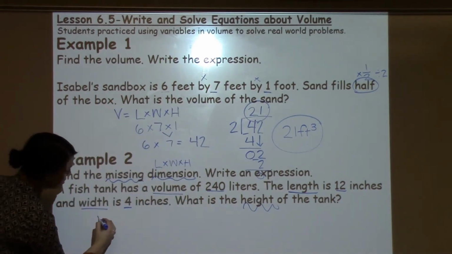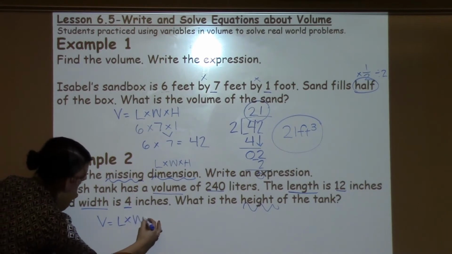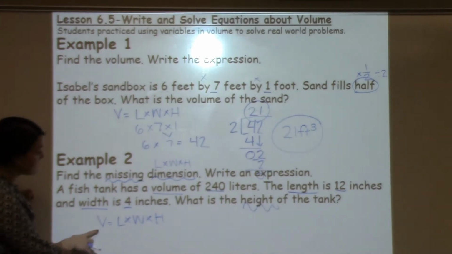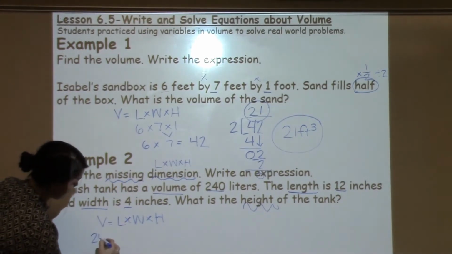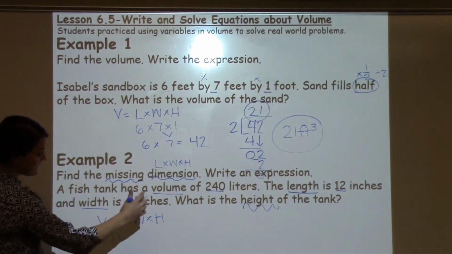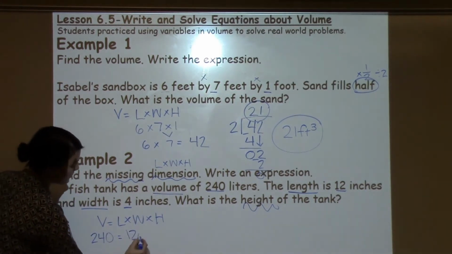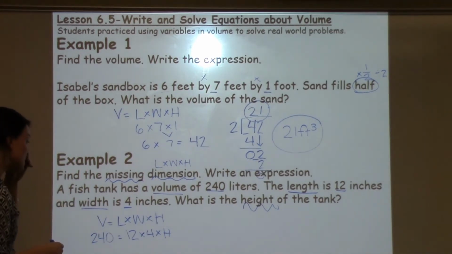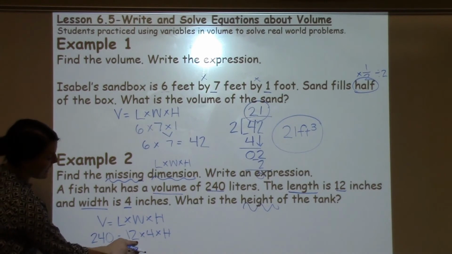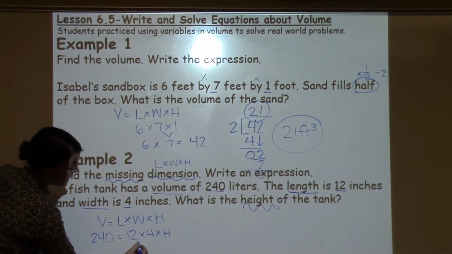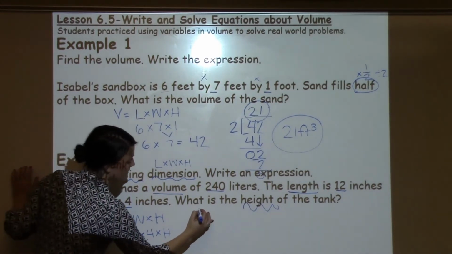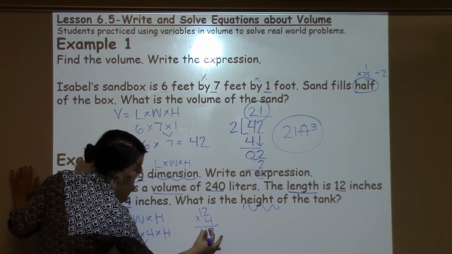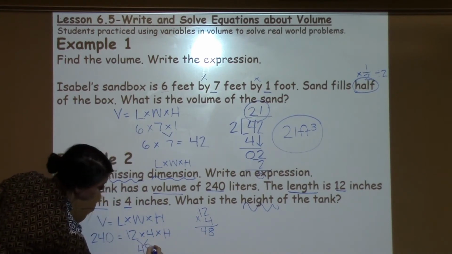What I encourage students to do is still to fill out their formula for volume and then to plug in anything that they have. So they have that the volume is 240. They have that the length is 12, that the width is 4, and then they're still missing the height. So what we would do in this situation is we would go ahead and multiply what we have. We have 12 times 4, so I'm going to solve that first. 4 times 2 is 8, 4 times 1 is 4, for a final answer of 48.